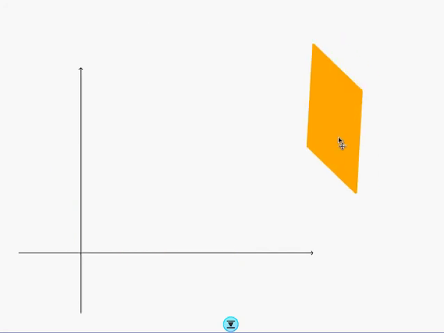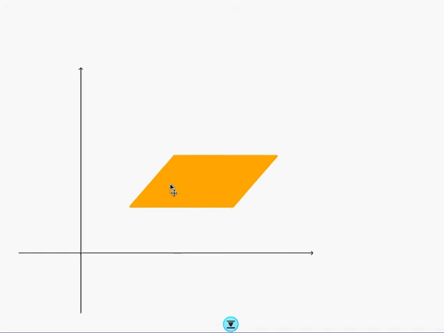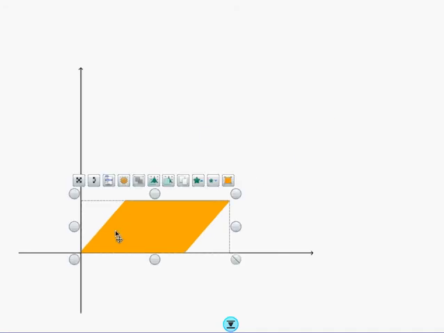Okay, I'm going to assume this is a parallelogram. I want to turn it, not that much. I want to turn it so that I can set that on the origin. Okay, it's along the x-axis. Only one axis this time.